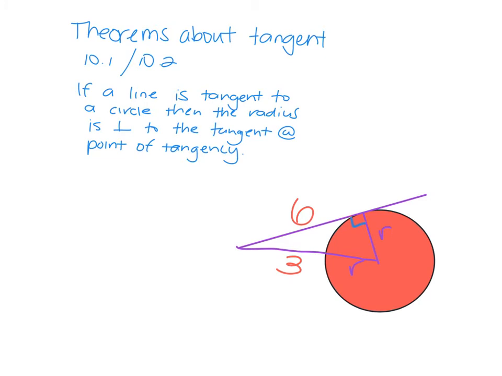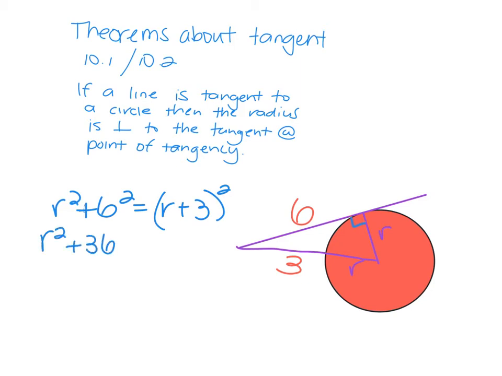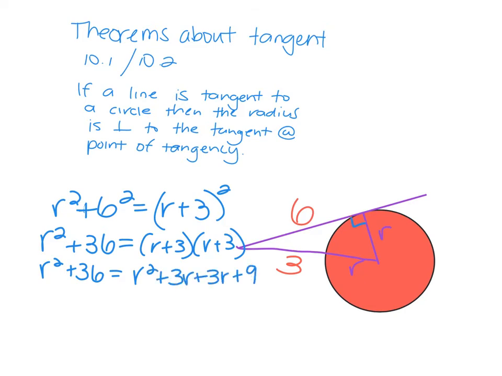So if I wanted to solve for r, I have to use the Pythagorean theorem: r squared plus 6 squared would equal r plus 3 squared. That's the hypotenuse, obviously. It's got to go inside by itself. Does that make sense? So I would get r squared plus 36 equals, and this has to get expanded and FOILed: r squared plus 3r plus 3r plus 9.